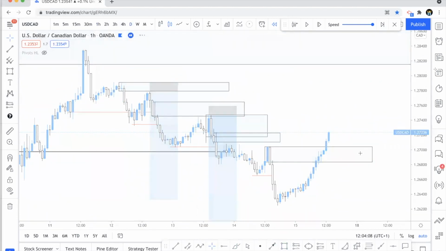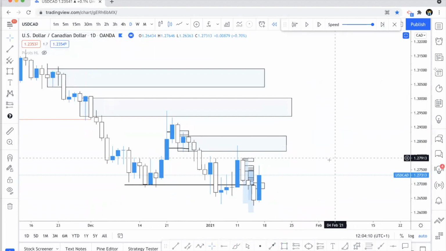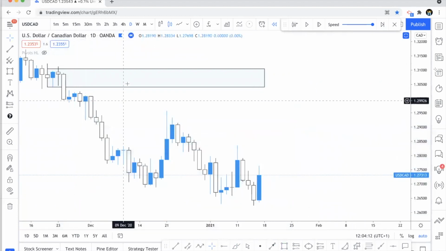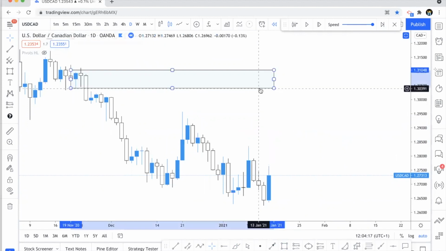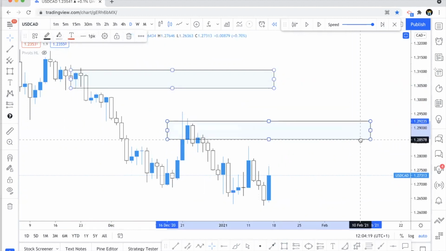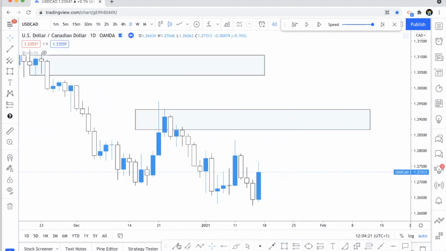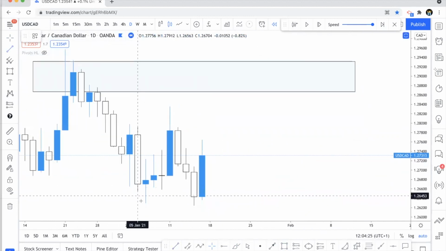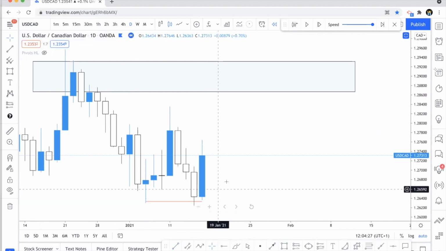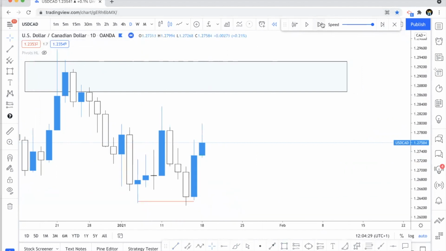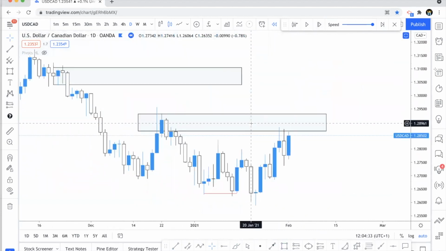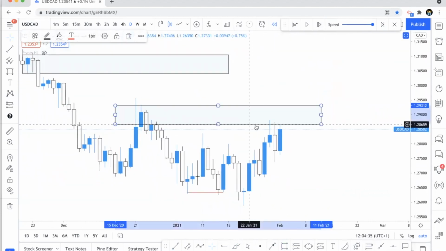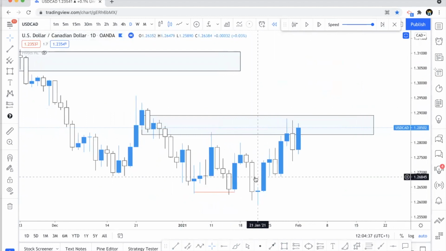Let's go back on the daily just to show you some more examples, so you guys can get used to understanding unmitigated areas and mitigated areas. All right, so as you can see here, we have almost another break. I wouldn't quite consider this a break because the wick is there and the body's here. I need a solid body break first before I look for any sells. Actually, this is an unmitigated area here, to be honest.